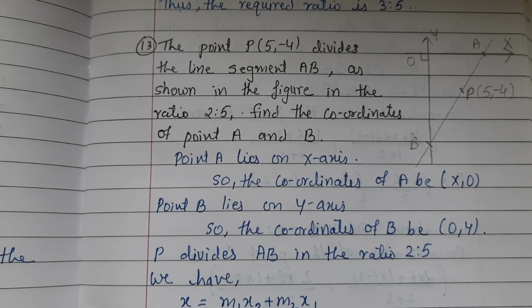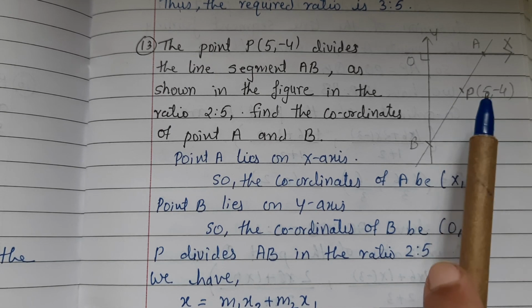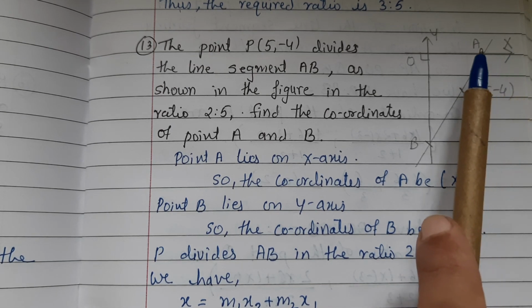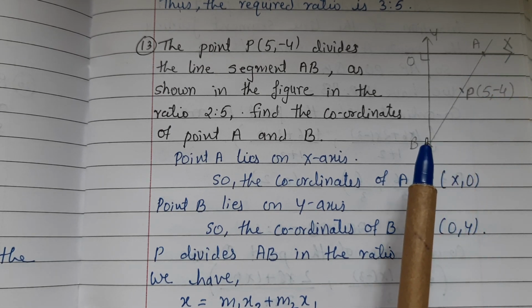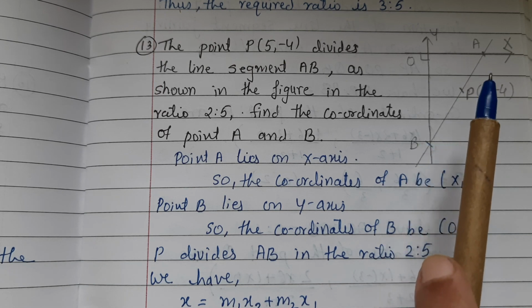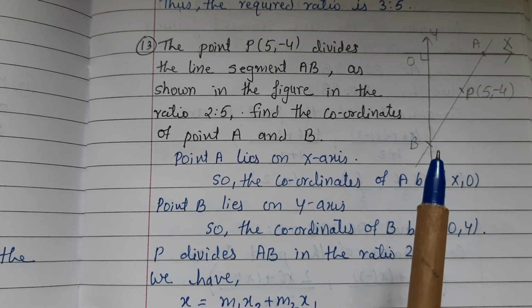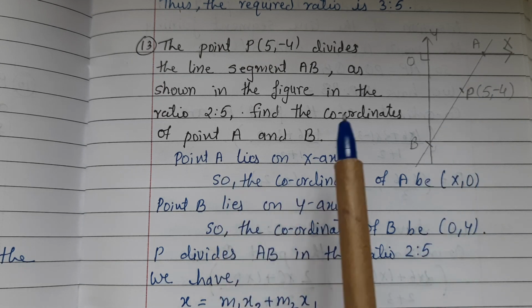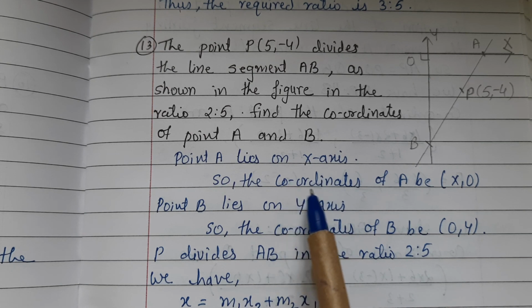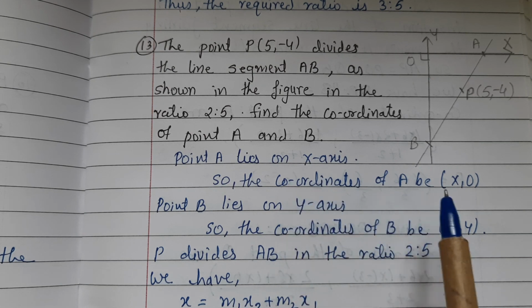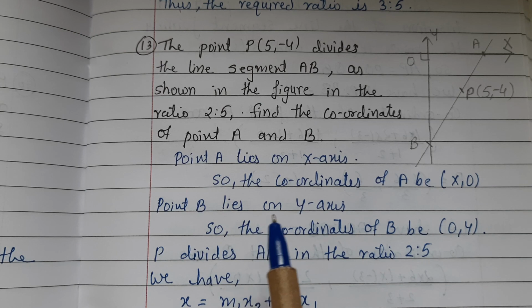Sum number 13. The point P (?, -4) divides the line segment AB, as shown in the figure, in the ratio 2:5. Find the coordinates of A and B. Point A lies on the x-axis. So the coordinates of point A are (x, 0). Point B lies on the y-axis. So the coordinates of point B equal (0, y). P divides AB in the ratio 2:5.